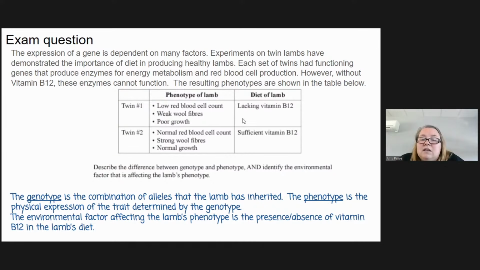You can see in our lamb that lacks vitamin B12 that they have a low red blood cell count, they have weak wool, and they have poor and stunted growth, whereas in our second lamb, which is receiving enough vitamin B12 in their diet, they are normal and healthy. They have normal red blood cells, strong wool, and normal growth. So the environmental factor affecting our lamb's phenotype is whether they get vitamin B12 or not, so whether they have sufficient vitamin B12 in their diet.